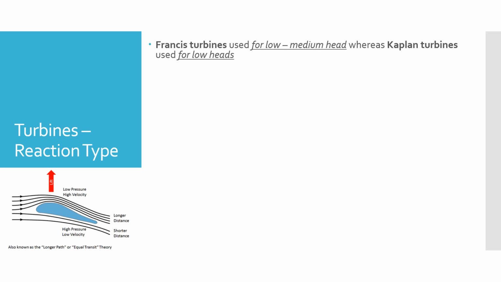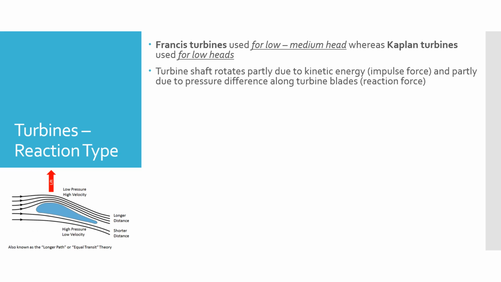So there are two types of reaction turbines, Francis turbines and Kaplan turbines, which are used in hydroelectric power plants. Francis turbines are generally used for medium heads, whereas Kaplan turbines are used for low heads. By medium heads we mean heads up to 450 meters. So from 30 meters up to 450 meters, Francis turbines are used, whereas for less than 30 meters we use Kaplan turbines. Both of these turbines, we are going to see their figures in a short while.